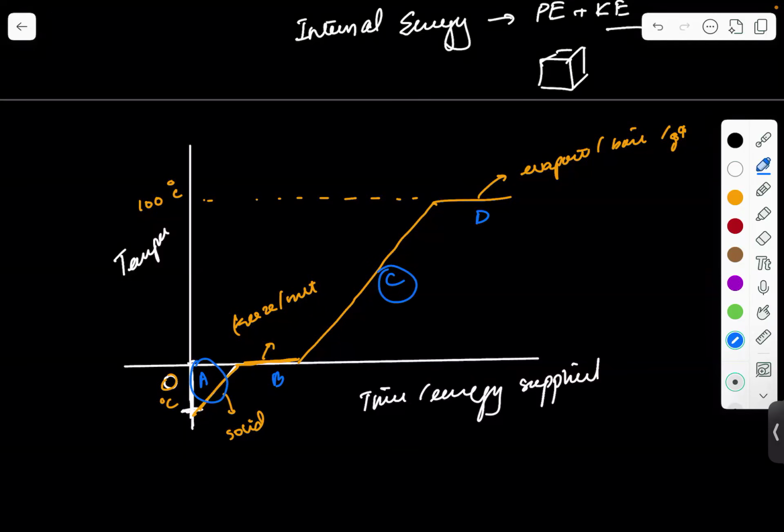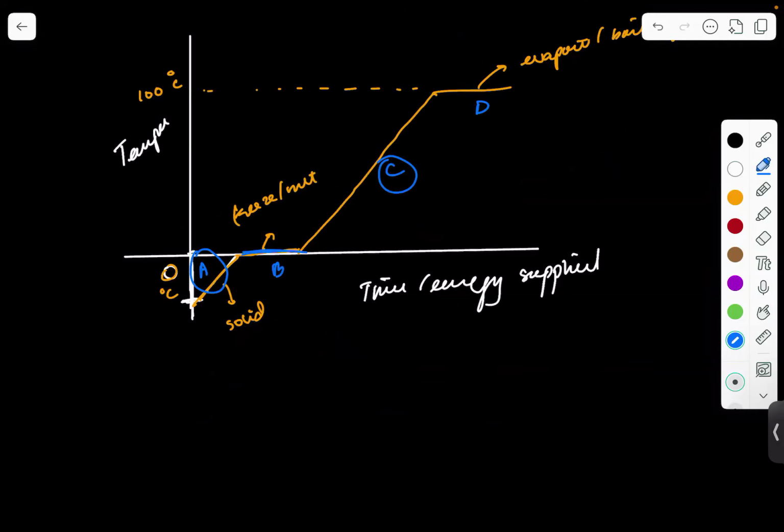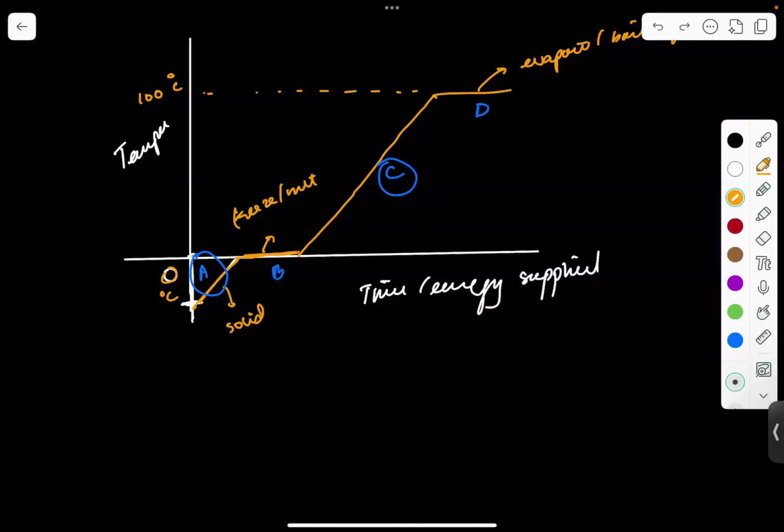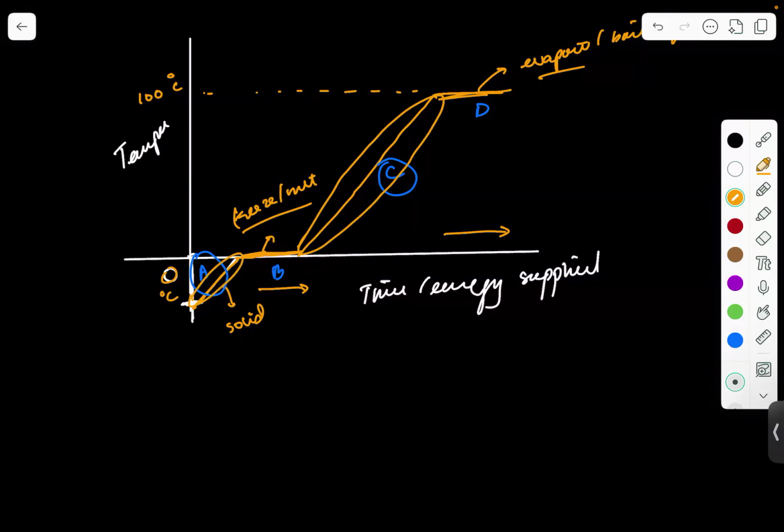At B and D, come on, guys, look at this. The temperature is constant. It's not going anywhere. Time is going on, but the phase is changing. Exactly. Phase is changing at B and D. That's why I said freeze and melt and evaporation. But the temperature isn't changing. So where is your specific heat capacity? On A and C. This is where you can deal with specific heat capacity.